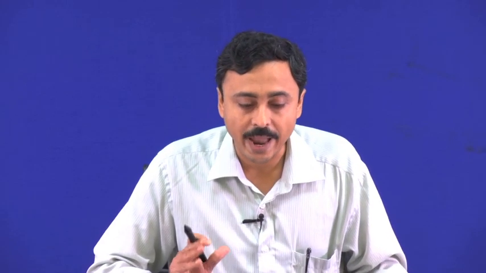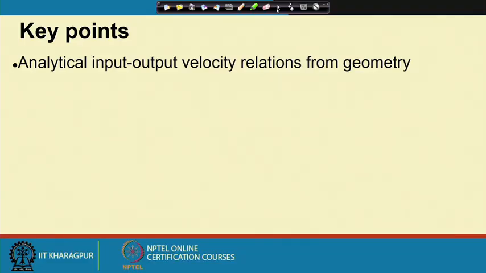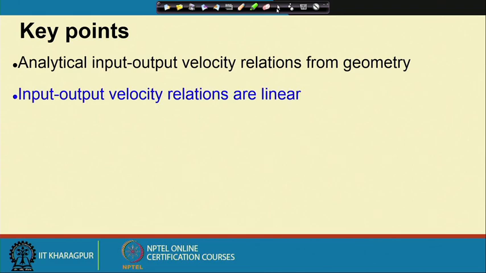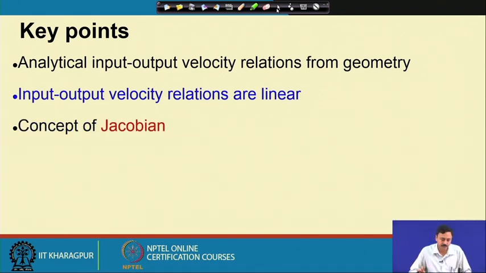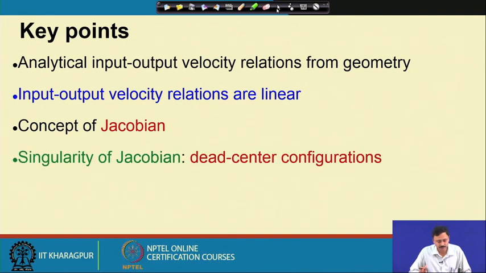We have found the analytical input output velocity relations from geometry, which were found to be linear. We have again brought in the concept of Jacobian, and the singularity of the Jacobian gave us the dead center configurations or the singular configurations of the mechanism. So, these dead center configurations, singular configurations, are synonymous with the singularity of the Jacobian or the singularity of the inverse of the Jacobian.